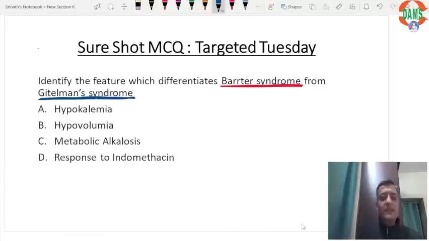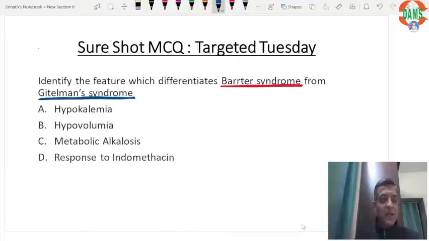In INI-CET this question had come, and 2 years back also we had questions related to channelopathies. These are two rare topics in nephrology but common topics in the exam. So today we are going to discuss these two topics and the approach to this question.